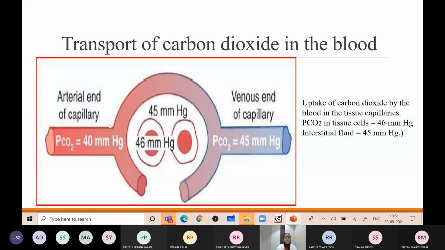That means the diffusion capacity of carbon dioxide is more compared to oxygen. They say that the diffusion capacity of carbon dioxide is 20 times more than oxygen. Now, uptake of carbon dioxide by the blood in the tissue capillaries: PCO2 in the tissue is 46, and in the interstitial fluid it is 40. So the arterial end of the capillary PCO2 is 40. After passing through the cell, at the venous end of the capillary, it increases to 45 mm of Hg.